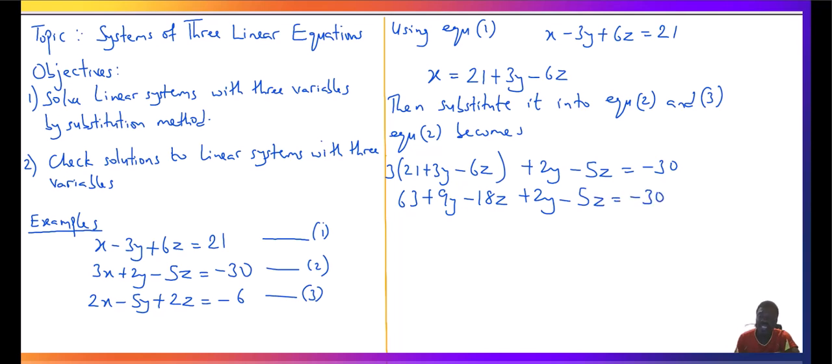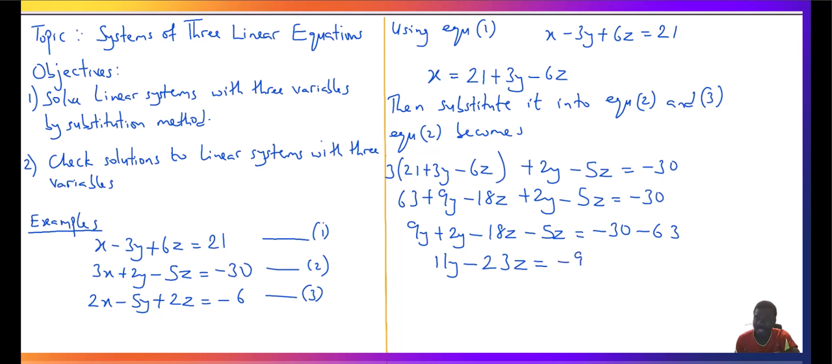I can choose to rearrange and also collect like terms at the same time. So I have 9y plus 2y minus 18z minus 5z equals negative 30 minus 63. So 9y plus 2y is 11y, and minus 18z and minus 5z will give me minus 23z equals minus 93. So I've gotten, let's call this equation 4.